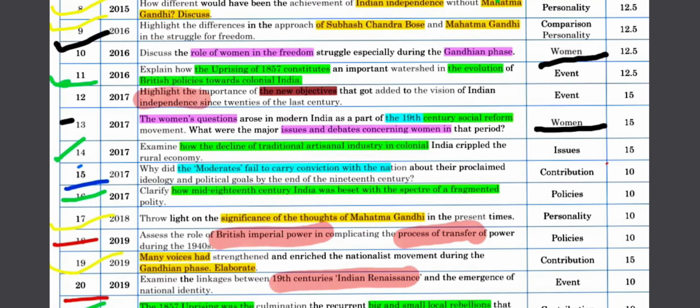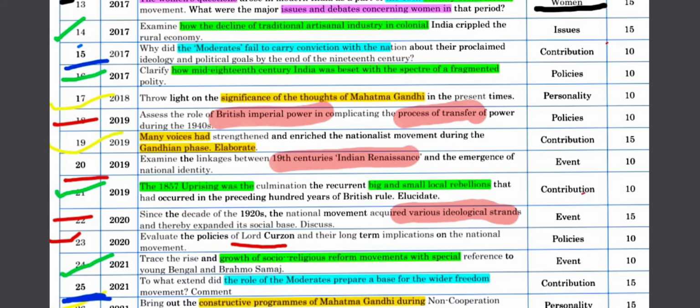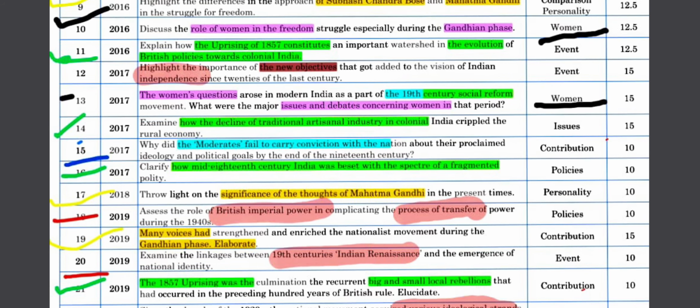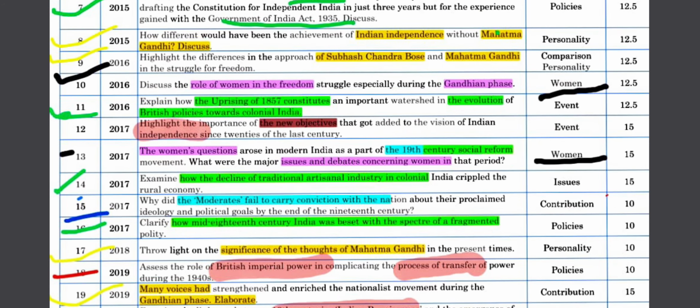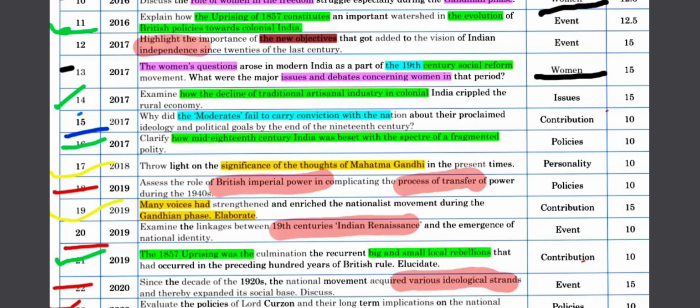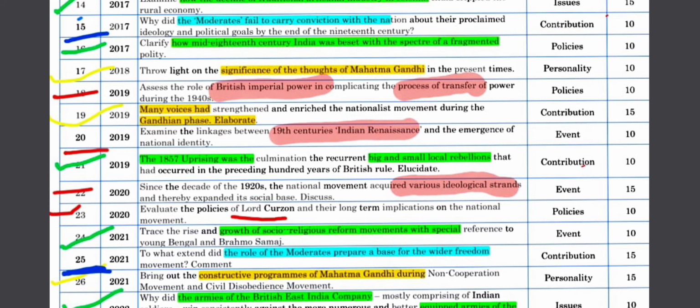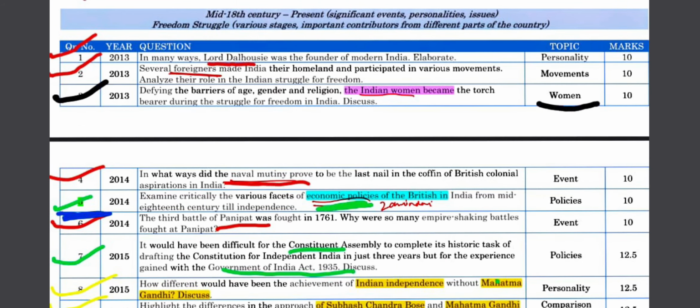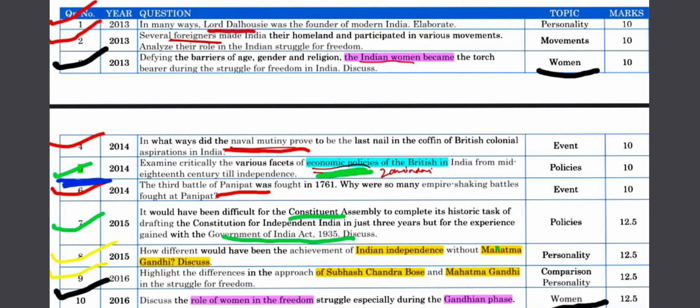Then we looked at the topics in red, what were the various ideological strands, then how national identity was linked to Indian Renaissance, then British imperial power and the process of transfer of power, how it got complicated. So the set of policies and the movements that came. Then we looked at new objectives that got added to Indian independence. So these were miscellaneous, the topics in red highlight. Then we looked at personalities like Lord Curzon and Lord Dalhousie and other foreigners who contributed towards the freedom movement. So that's all about it.